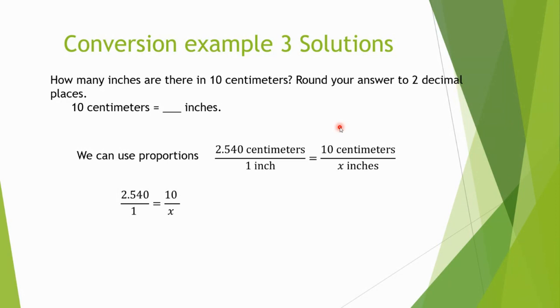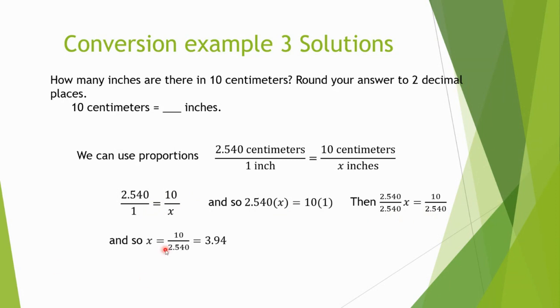So what do we do? We cross multiply. That's what I'm doing here, right? That's how we get the left-hand side. Cross multiply, 1 times 10, or 10 times 1, same thing. And we want to get x all alone, so we divide, as you can see what we're doing here. And so we end up getting x is this, and this turns out to be about 3.94 inches.